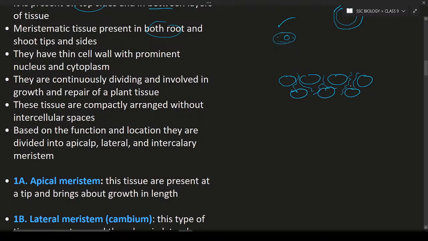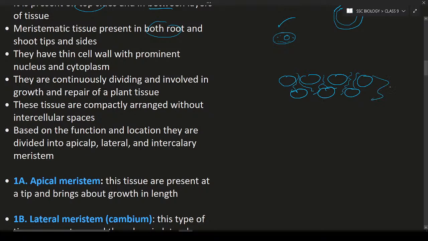Intercellular spaces means between the cells. Between the cells there is some space that is known as intercellular spaces. Inter means in between. In between there is space. That space is known as intercellular spaces. So next is they are without intercellular space, compactly arranged.